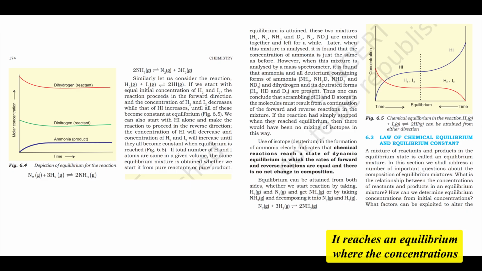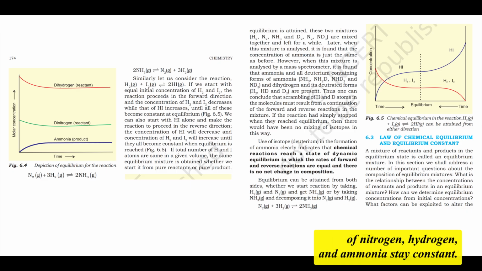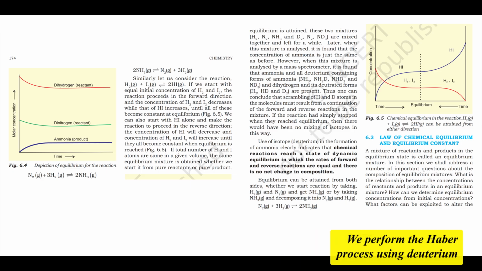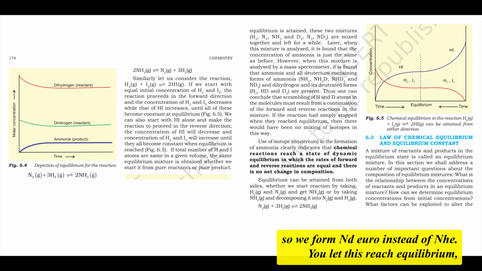It reaches an equilibrium where the concentrations of nitrogen, hydrogen, and ammonia stay constant. Now, to prove it's dynamic, imagine we do something slightly different. We perform the Haber process using deuterium, D2, which is just a heavier isotope of hydrogen, so we form ND3 instead of NH3.